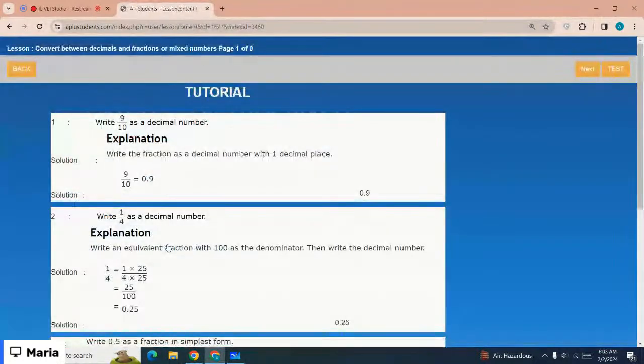The first one is write 9 over 10 as a decimal number. 10 has only one zero. That means when you convert this fraction to decimal, you have only one decimal place. When you divide by 10 or the multiples of 10, you need to see how many zeros you have. In 10 you have just one zero. That means the answer must have only one decimal place, that is 0.9. Only one decimal value, 0.9. Got it?